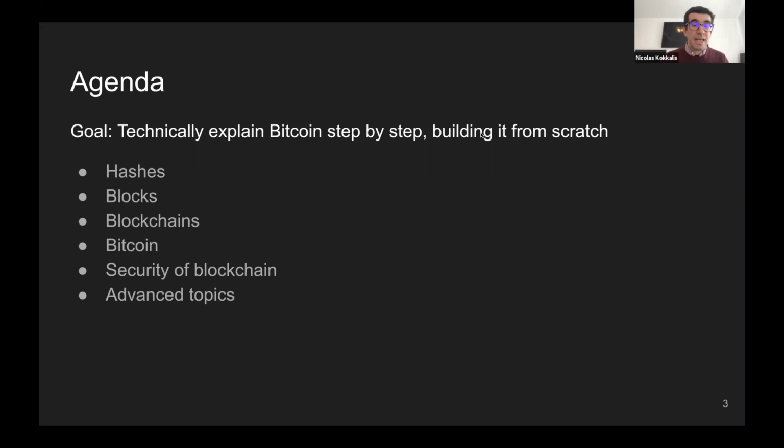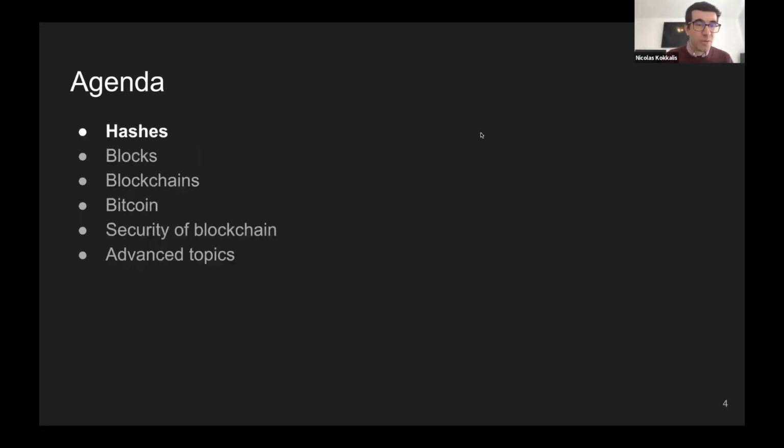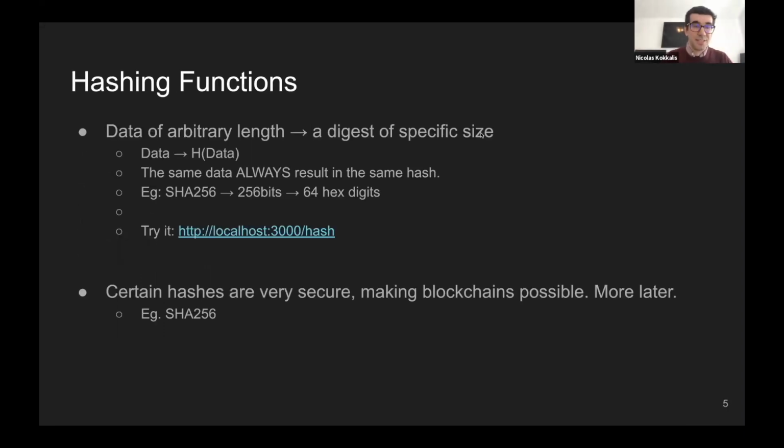And then most likely in the next lecture, we are going to talk about the security of blockchain and the security of Bitcoin. Why can we have anonymous miners or nodes, as they are otherwise called, being those people who are processing our transactions and we still trust them? That is all possible because of those cryptographic properties that Bitcoin and blockchain is utilizing. So without further delay, let's start with the simplest of the concepts, hashes.